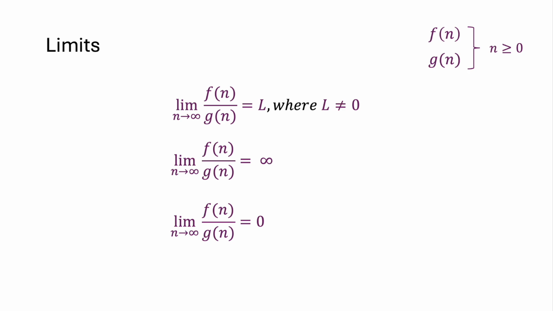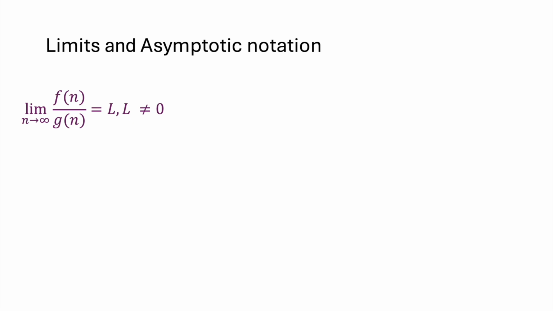The reason why there are only three is because these outcomes include all the ways to describe the behavior between positive functions f and g, meaning you cannot find a fourth way to describe the relationship between function f and g. Here is an overview slide of what we have just covered. The limit value has to fall into these three cases. Either the limit of f of n over g of n goes to some constant L that does not equal 0, infinity, or 0.